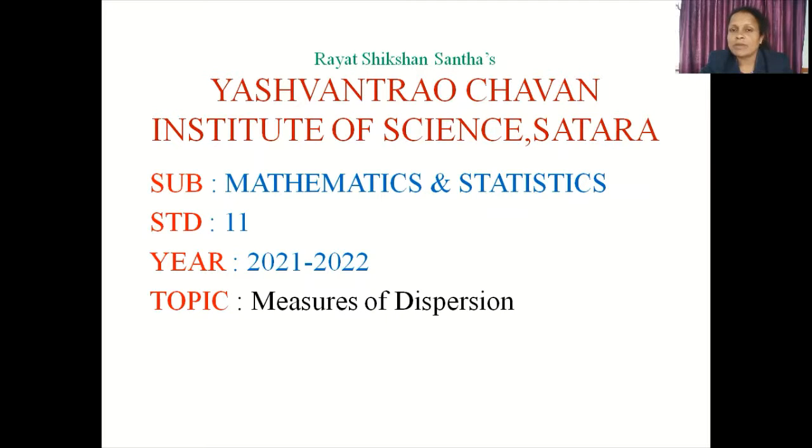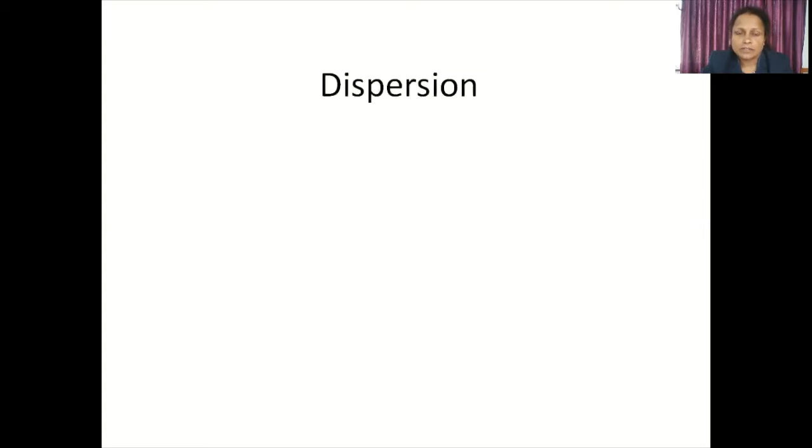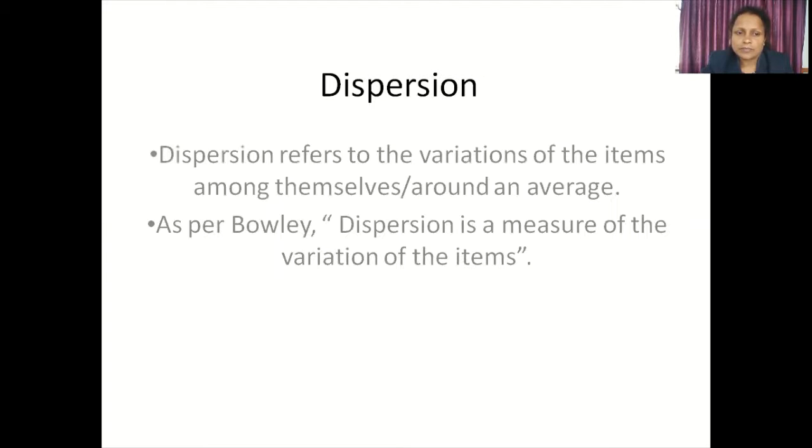First we see what is meant by dispersion. Our first article is the meaning and definition of measures of dispersion and range of the data. Dispersion refers to the variations of the items among themselves or around an average. Simply remember dispersion as a measure of the variation of items.